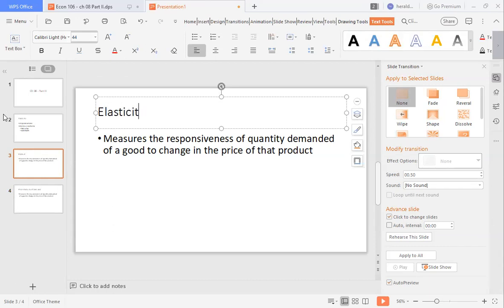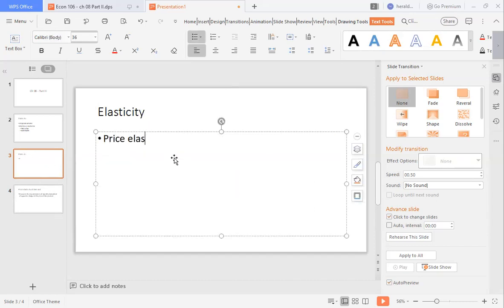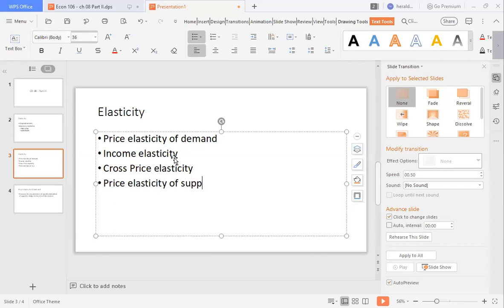Since I mentioned that on the side, I'll put it down here also. So what are the other elasticities in question? We have price elasticity of demand, income elasticity, cross price elasticity, and price elasticity of supply. Okay, so again, income refers to whether the good is an inferior or a normal good.